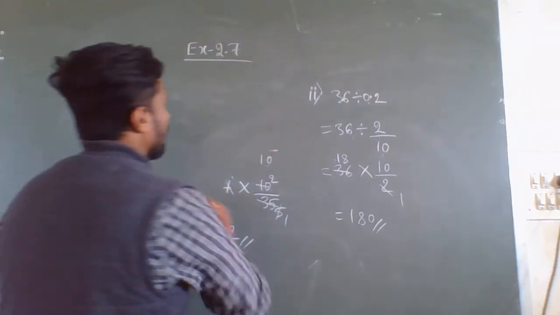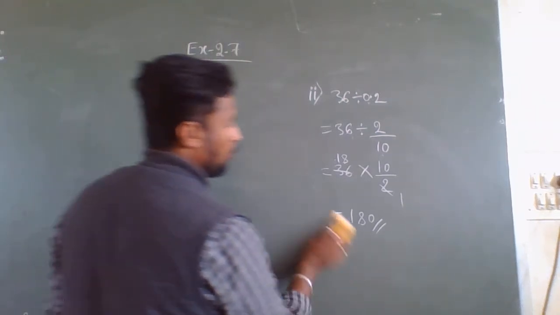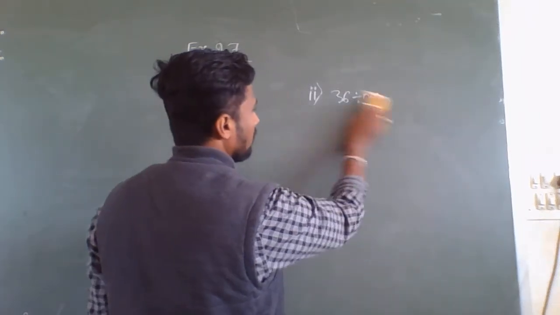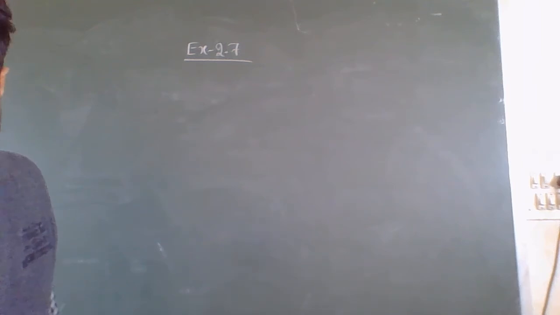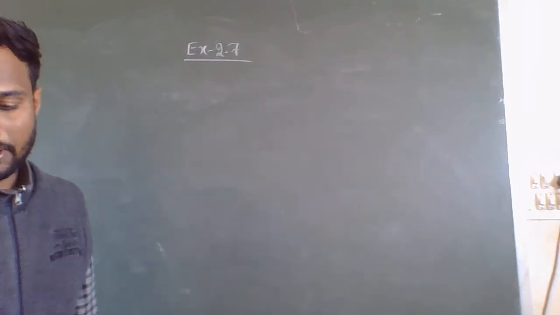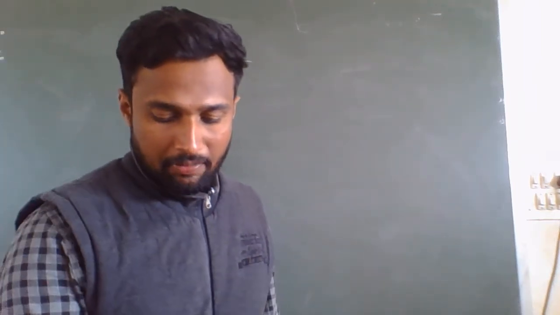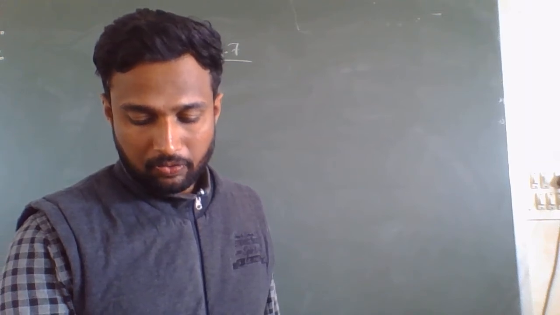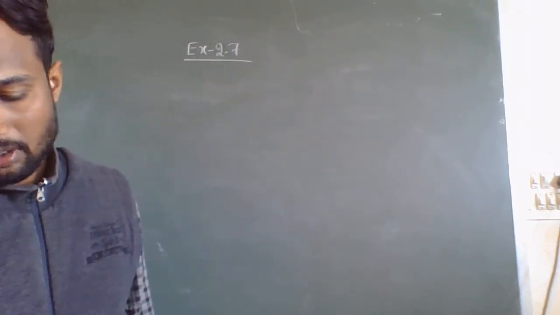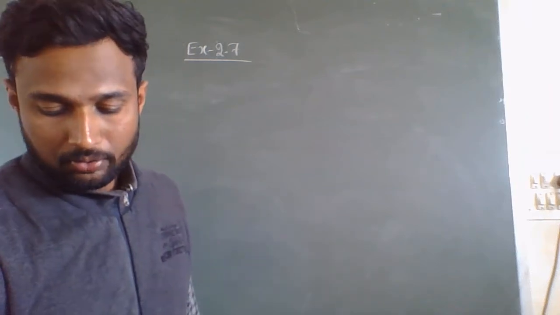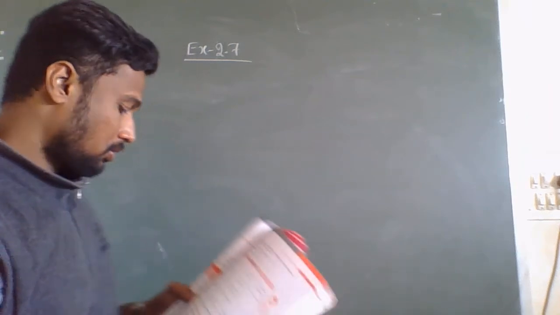So now last problem of exercise 2.7, and also this is the last problem in chapter 2. So here they have given that a vehicle covers a distance of 43.2 kilometers in 2.4 liters of petrol.